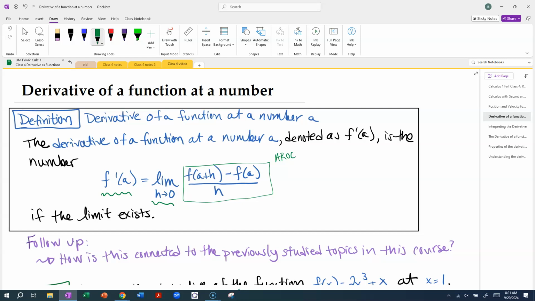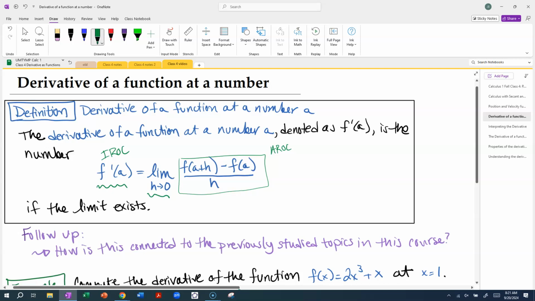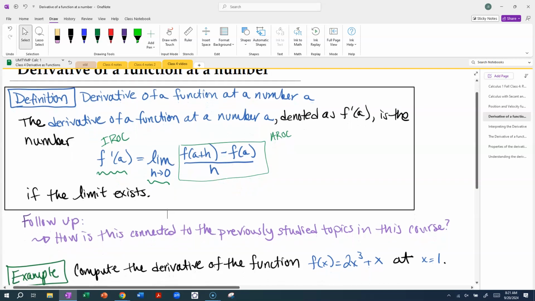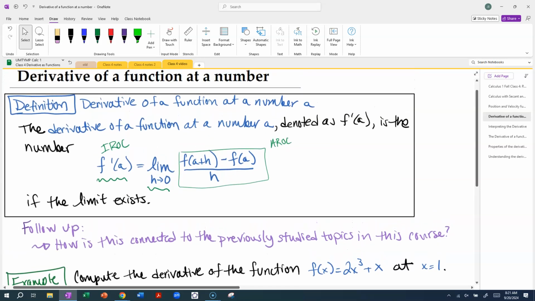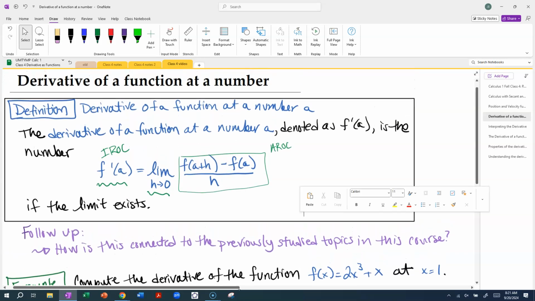So the whole left side, the derivative at a number, is an instantaneous, I'll just write IROC, that's easier, instantaneous rate of change, and then the right-hand side is the limit of an average rate of change. There we go. The only thing to note here is that the limit has to exist, and then you can say you have a derivative of a function at a number. Okay, and we already did the follow-up, so I'm not even going to bother.